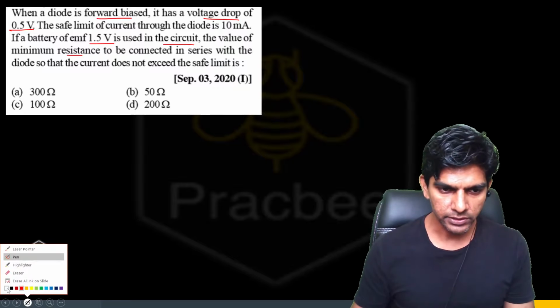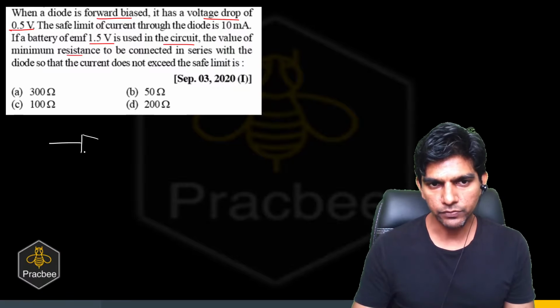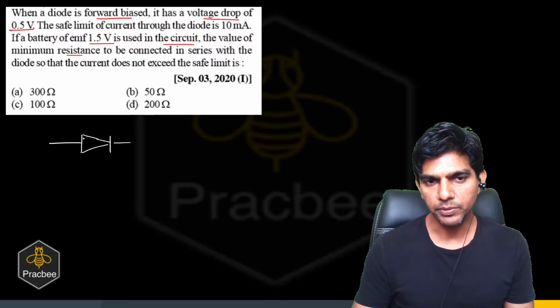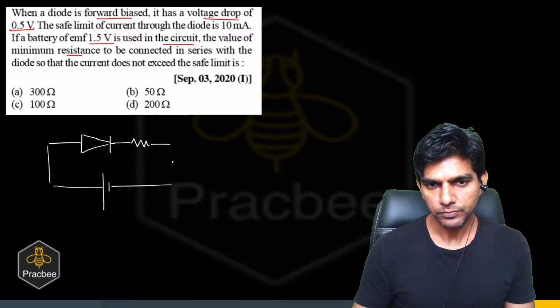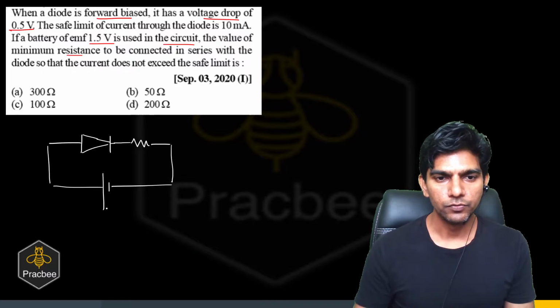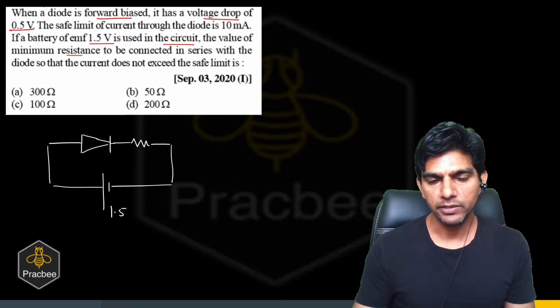Okay, let me draw the circuit here. We have a diode given in forward biased mode, so the P side is connected to the high potential and the N side to the low potential. We have connected this diode in series with a resistor and a battery of voltage 1.5, and we need to find the value of the resistance so that the current in the circuit does not exceed 10 milliampere.